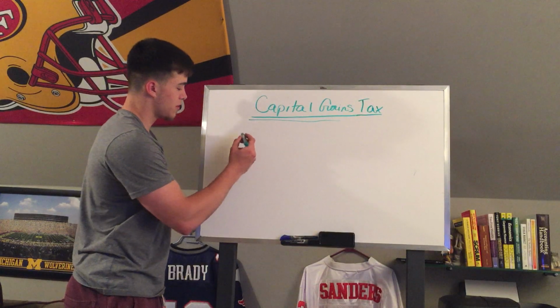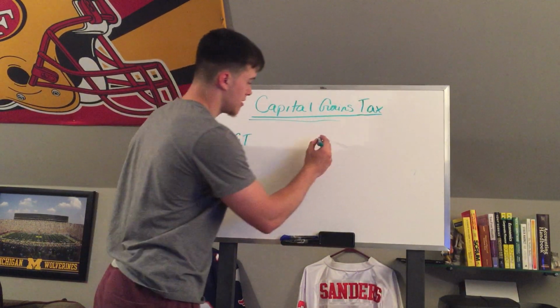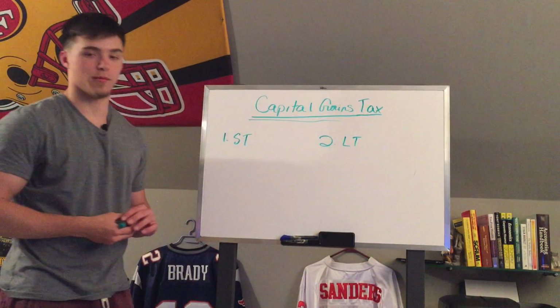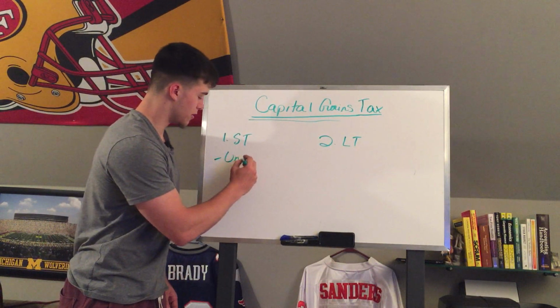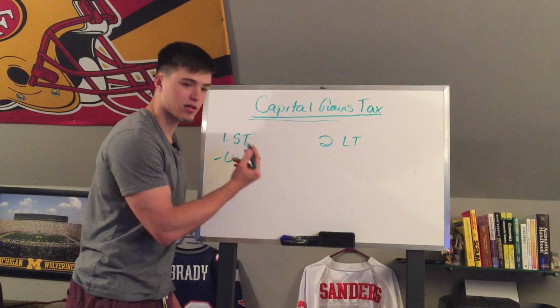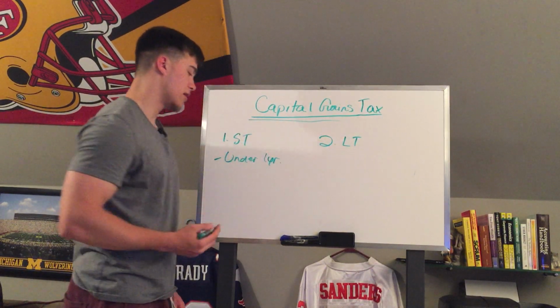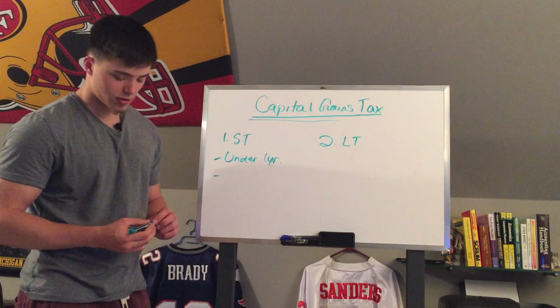So there's two different types of capital gains. One is short term, I'm just going to write ST, and then one is long term. Short term, what that means is usually under 1 year. So let's say you held that asset for under 1 year. That's what short term is. Usually that's where it is where I live.